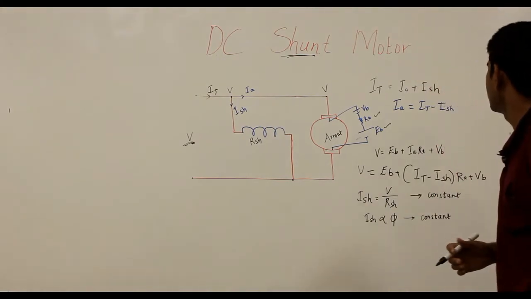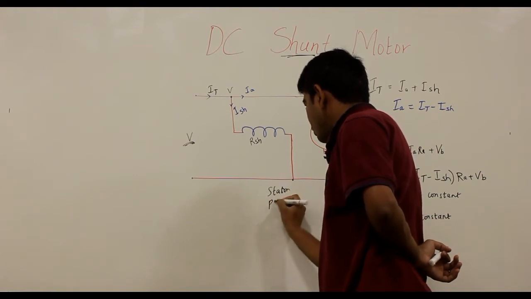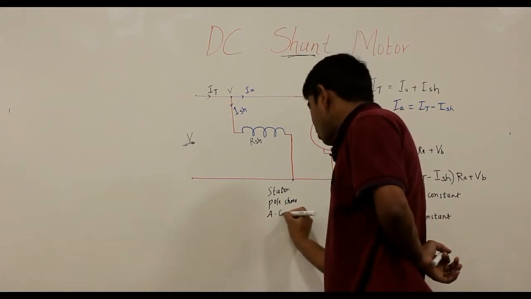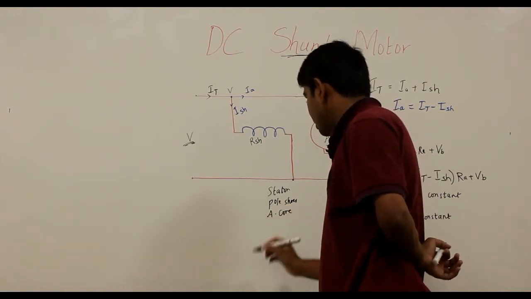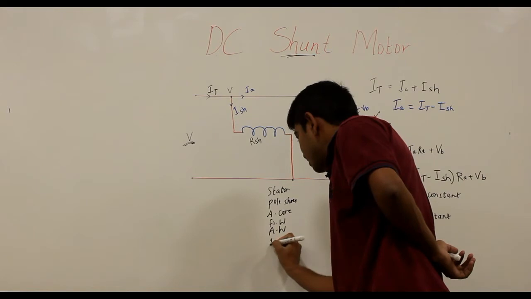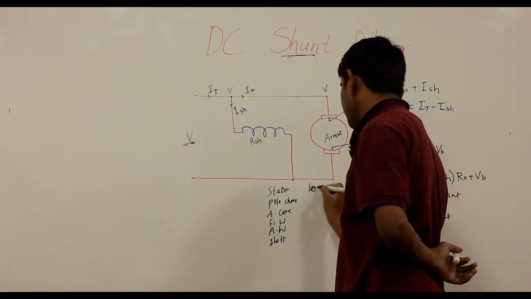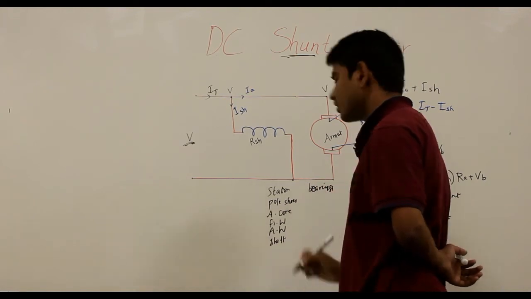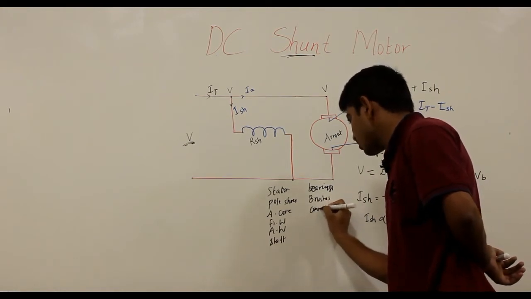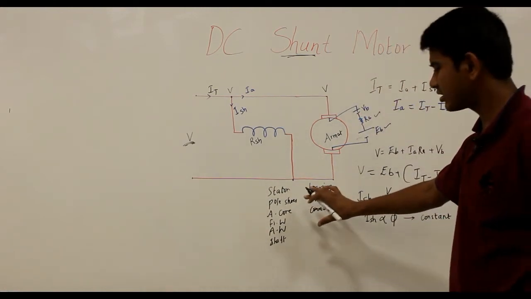So if I write the parts, it has a stator and the pole faces, or you can say the pole shoes, and the armature core, and a field winding, armature winding and the shaft. Apart from this you have the bearings, and you can also see the brushes and the commutator segments at the armature terminals. So these are the parts you can see in the construction.